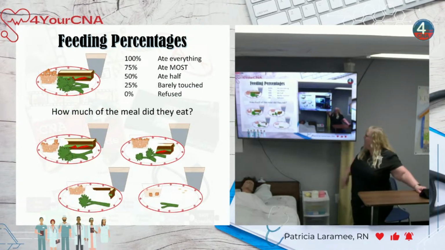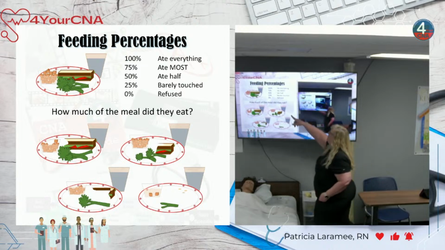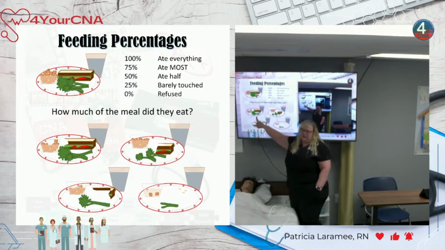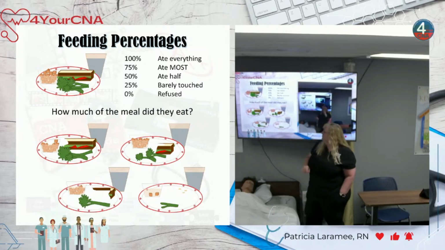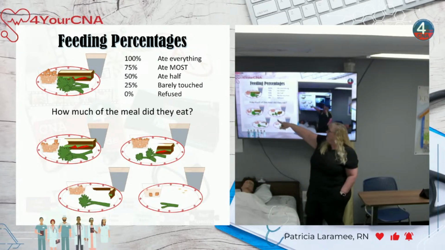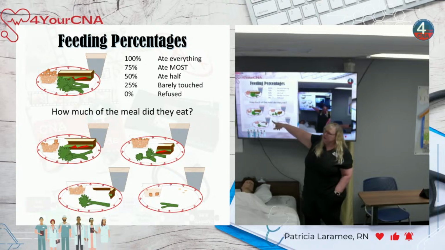All right. So if you look at this, this is what we started with up here. A sandwich, some broccoli, and Jell-O. I don't think broccoli and a sandwich go together, but that's all right. So how much did this person eat? It wasn't refused because that sandwich was really touched. What do you guys think? Was it half? No. And it's not refused, so that leaves us with barely touched. 25%.